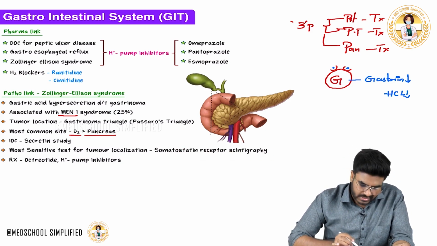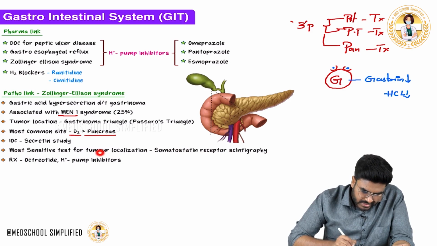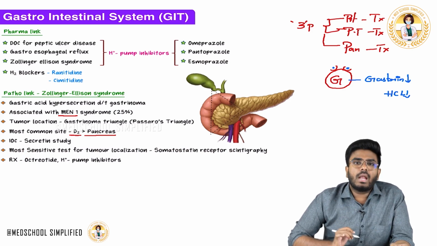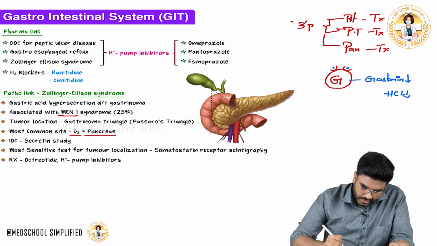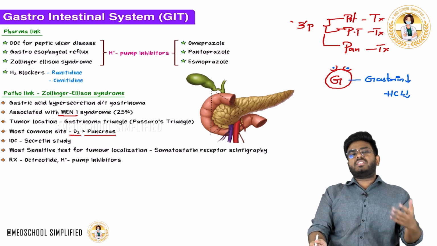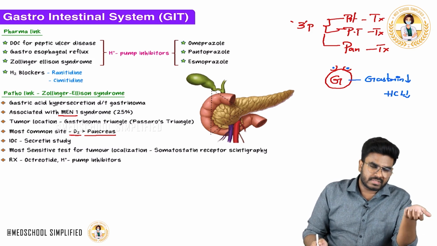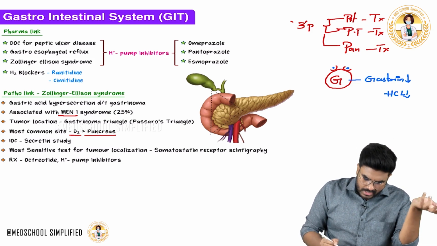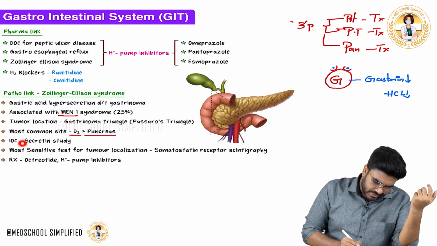Okay, somatostatin receptor scintigraphy is the most sensitive investigation for tumor localization. And what is the investigation of choice? Okay, to have a basic idea, if this person is having gastrinomas or Zollinger-Ellison syndrome, the investigation of choice is a secretin study. Okay, secretin study. Why secretin study?